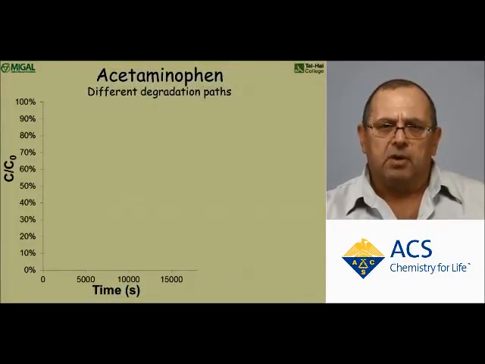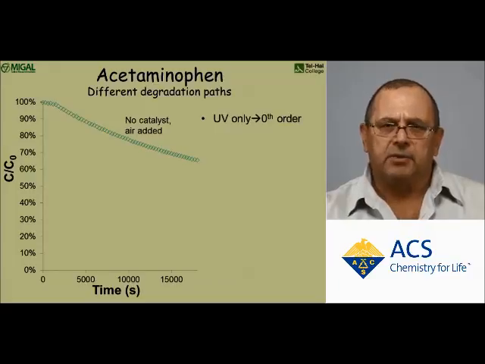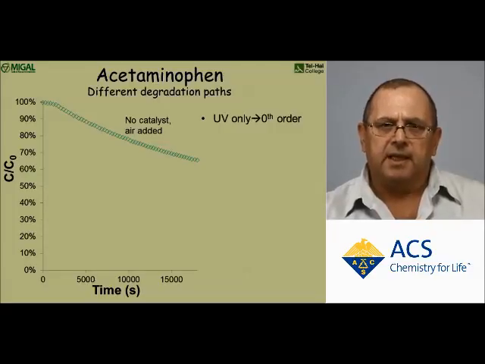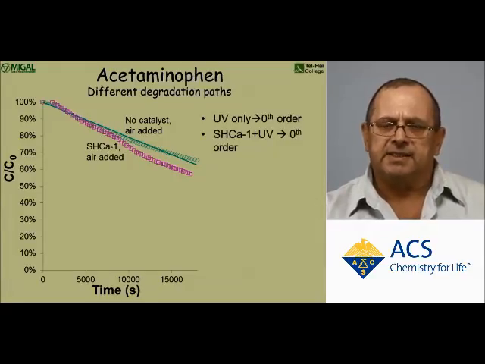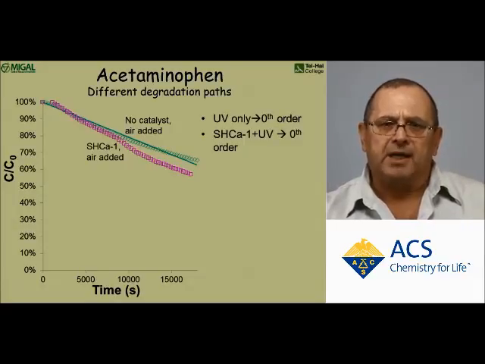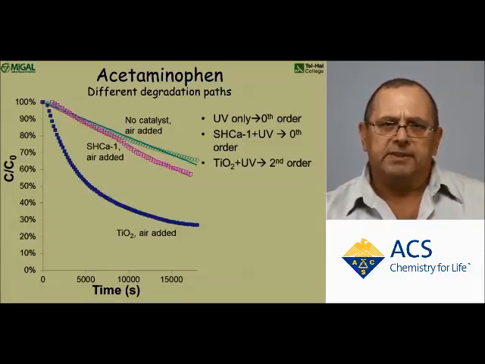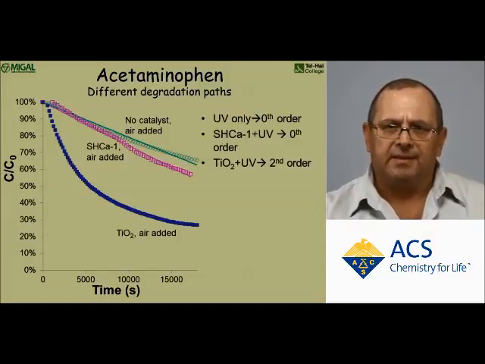For example, when we treated acetaminophen with this device, if we do it with no catalyst, only with UV light, then we get a zeroth order photolysis. If we use hectorite as a catalyst, then we get more or less the same, but slightly better, but the same zeroth order reaction. But if we used titanium dioxide, then the reaction changes completely, and we get a second-order reaction.